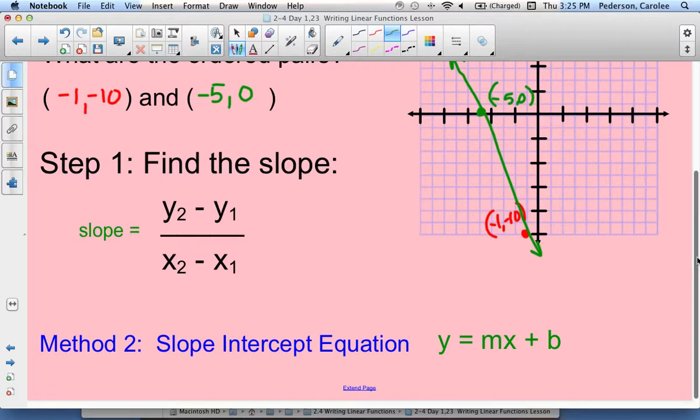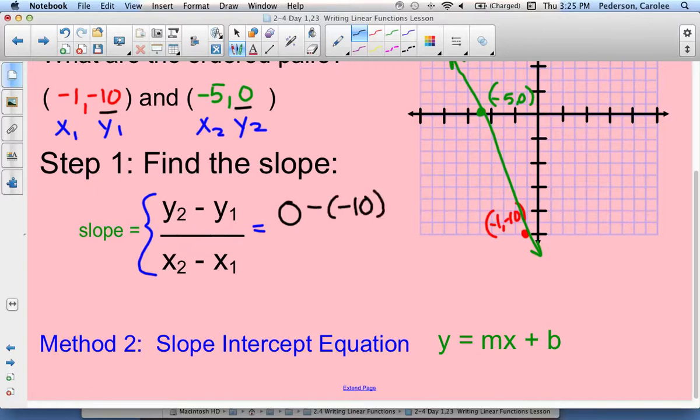So we're going to use the formula, and we're going to plug in x sub 1 and y sub 1, and x sub 2 and y sub 2. So I'm going to call this x1, y1, and this x2, y2. And we're going to substitute it into this formula. So the numerator is your change in y. So 0 minus -10 over the change in x, so -5 minus -1.